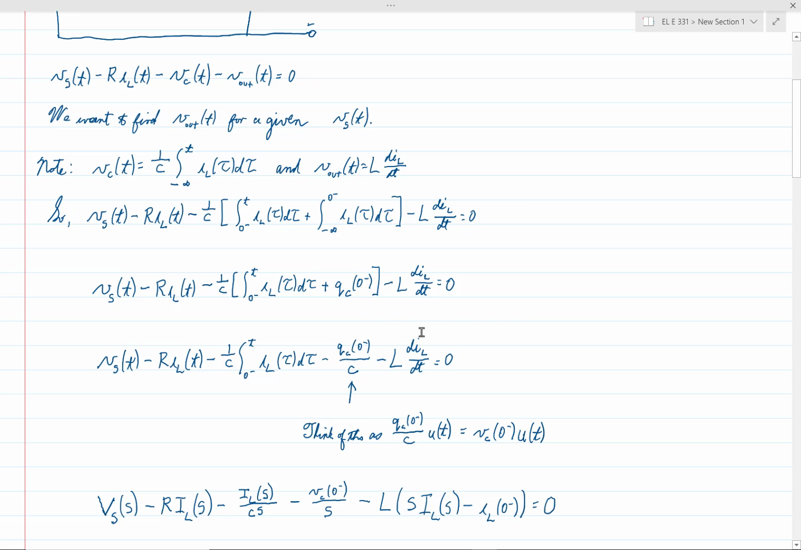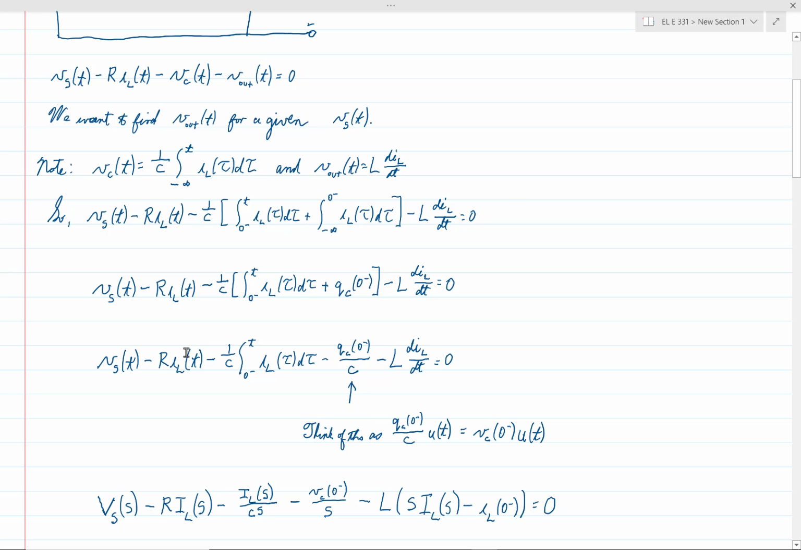Okay, now as I go from this line to this line, I have made one more change. Notice that I've gone ahead and multiplied through by 1 over c for everything in this term. So I have minus 1 over c, integral of 0 minus to t of IL of tau d tau, and then minus QC of 0 minus over c. But everything else is the same.